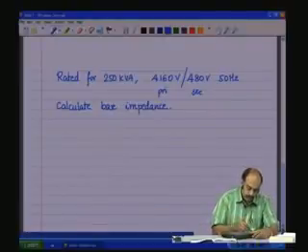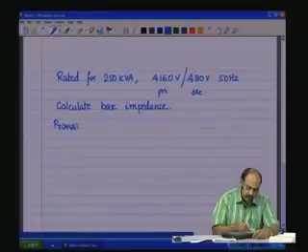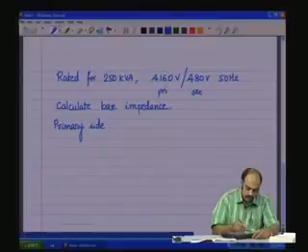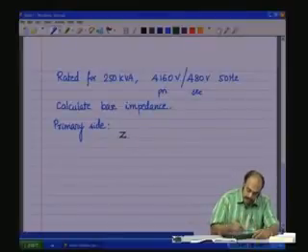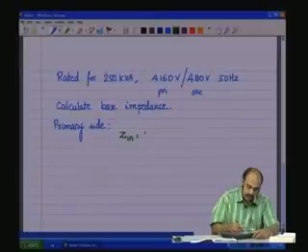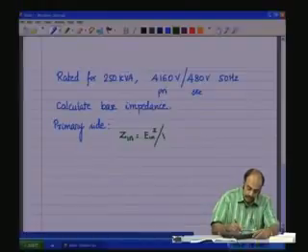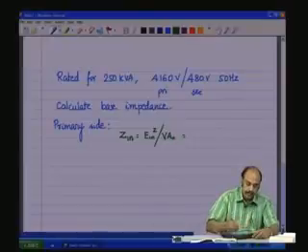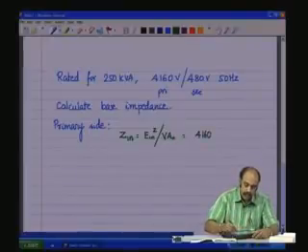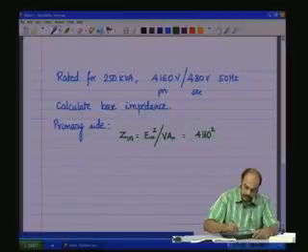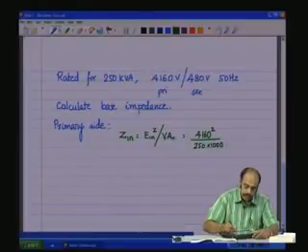Now, first let us take the primary side. So, on the primary side, the base impedance is E1n square by VAN, which is 4160, the rating of the primary, square divided by 250 into 1000 VA, which is 69 ohms.